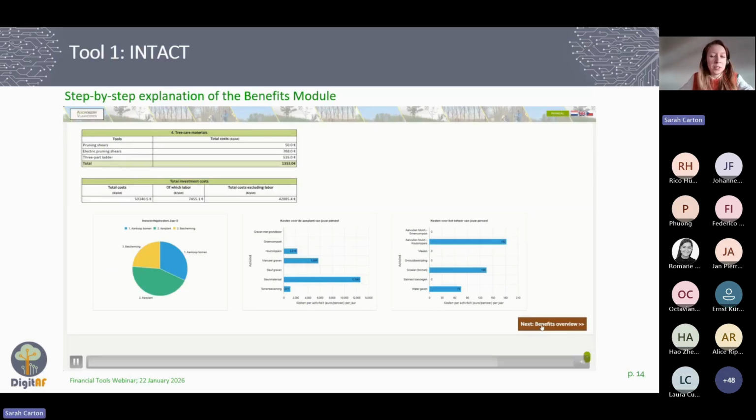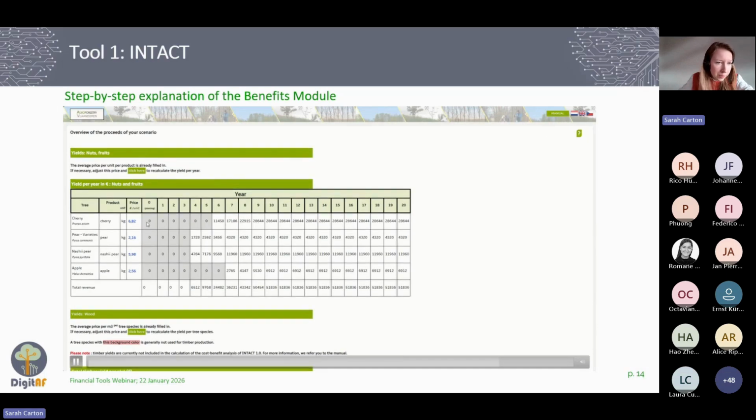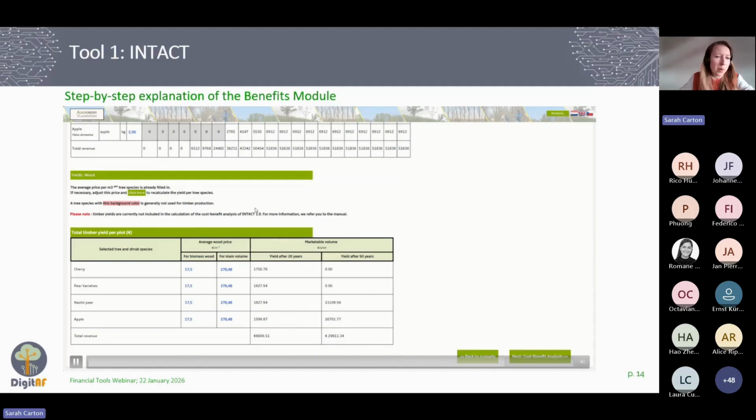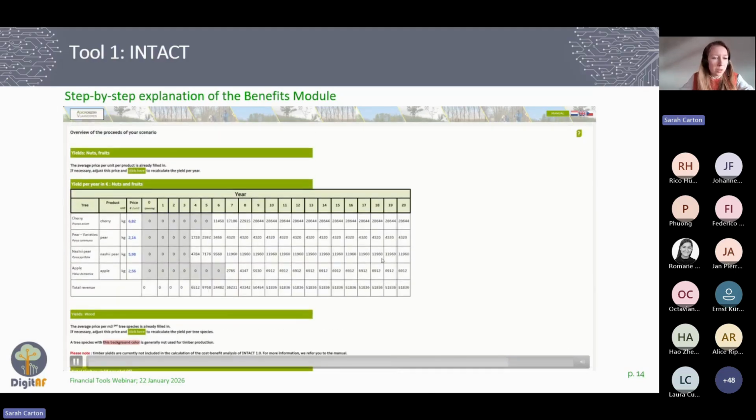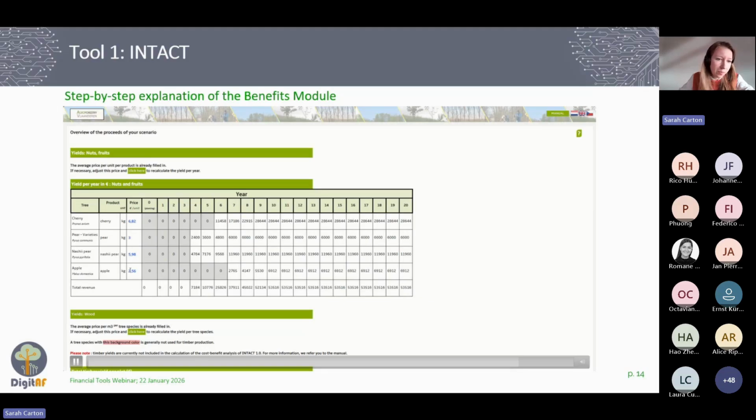Then we go to the benefits overview. And here there is the yield of the nuts and fruits. The wood yield is present, but it's not working, so the yield of woods is not taken into account. So I only focus now on the area above. There are some prices, the price per kilogram, and you can change them. The blue numbers, you can change them. For instance, if I want to sell my pears for €3 per kilogram, then I can adjust that. And also, for instance, for apple, I could change it to €3 per kilogram and then it automatically updates.